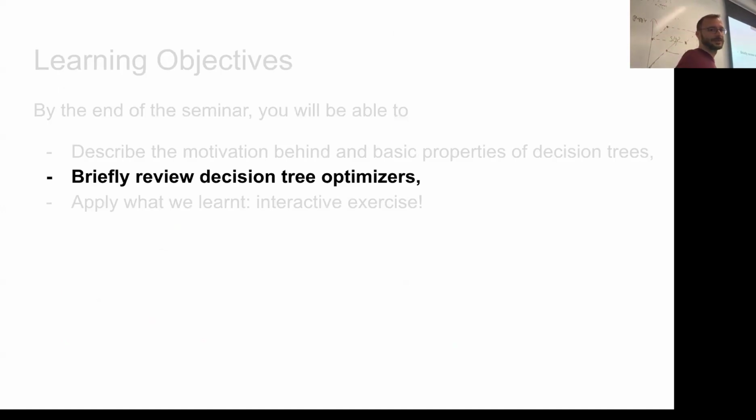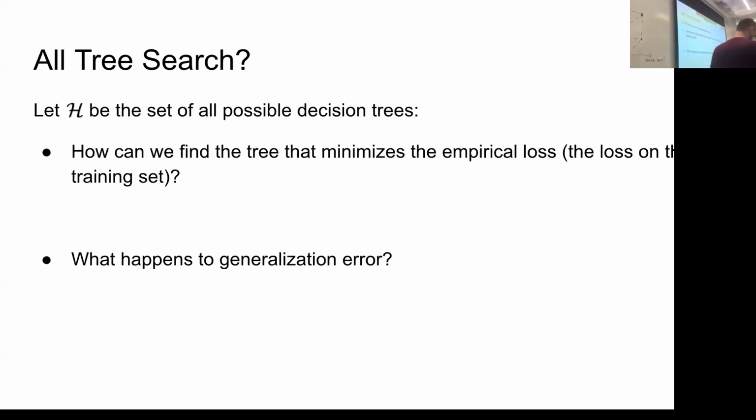Okay, so let's talk about how you can optimize trees. Optimization means that you have a data set, you want to get a decision tree, and the question is, how do you find numerically a decision tree which minimizes the loss on your training set? Formally, we have this curly H, which is the set of all possible trees you can create given your data set. The question is how to find the one tree which minimizes the empirical loss, the loss on the training set.